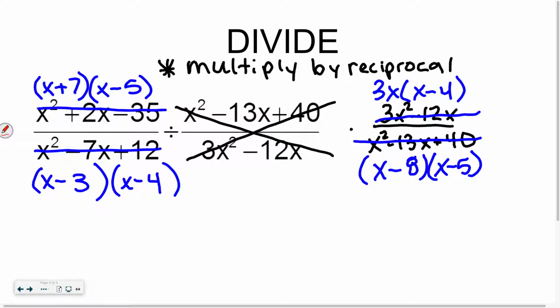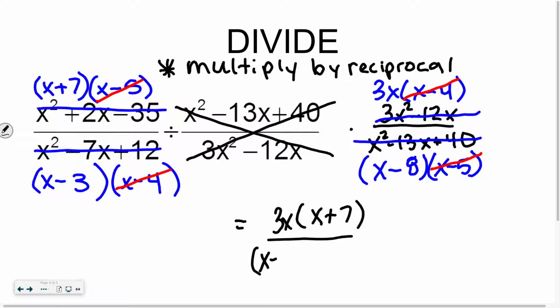Okay, tell me what things cancel. X minus 4. Anything else? X minus 5? I think that's it, right? Yep. So in this case, my final answer, I'm going to write what's left over in the numerator. What is that? 3x times x plus 7, all over whatever's in the denominator. That's x minus 3 and x minus 8.